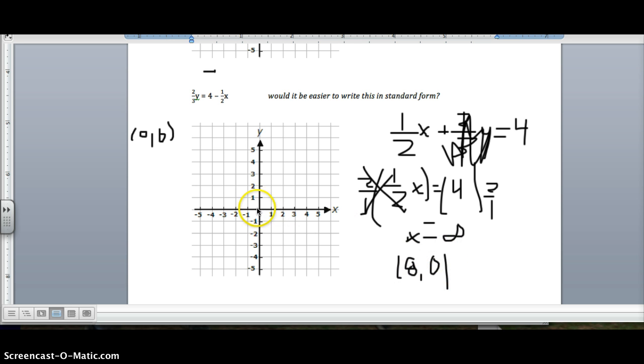So we have 8, comma 0 as my other point. So we have 0, 6, which is going to be up here, and 8, 0, which is somewhere over here, and our line, which should be done using a ruler. And there we go. Hopefully this will help with our one or two practice problems on our homework.